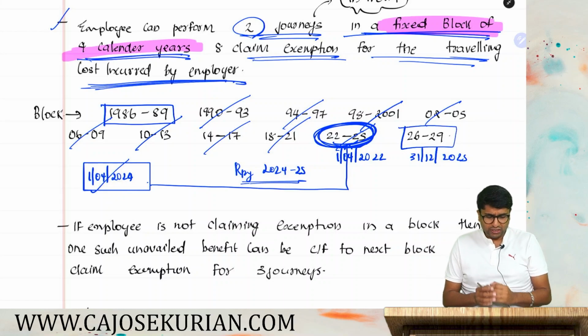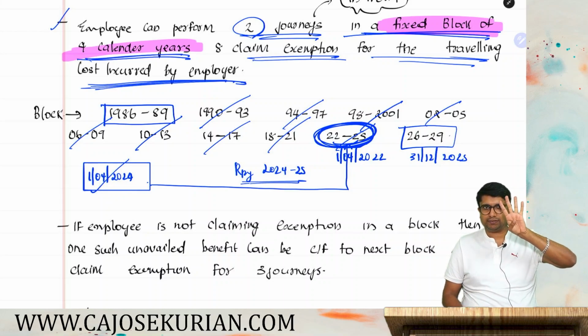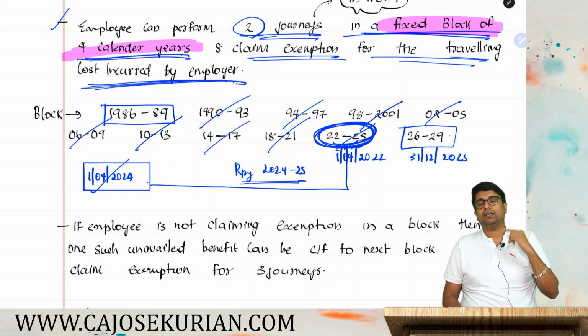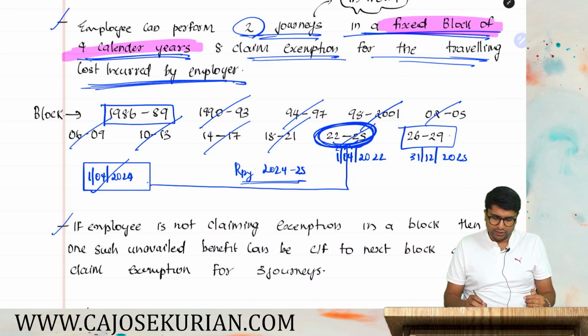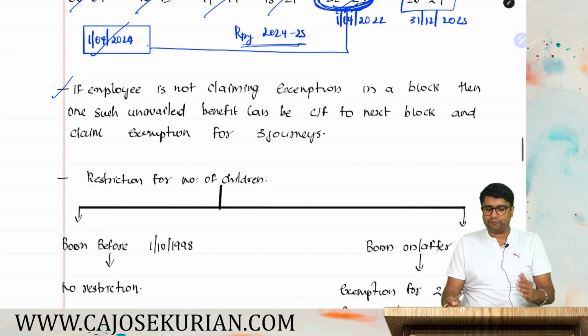Now, you can perform journeys in a block of 4 calendar years. The respective block will always consist of 4 calendar years. In that respective block, you can perform 2 journeys and claim the traveling cost as an exemption. Now, if an employee is not claiming exemption in a block, then one such unavailed benefit can be carried forward to the next block and claim exemption for 3 journeys.